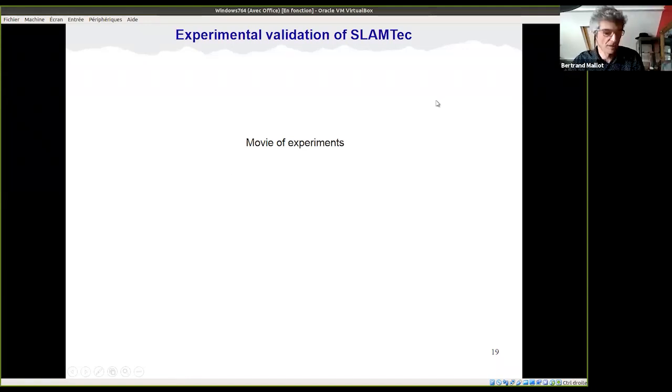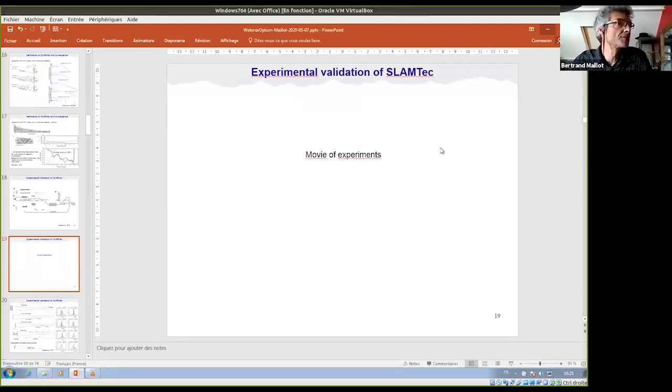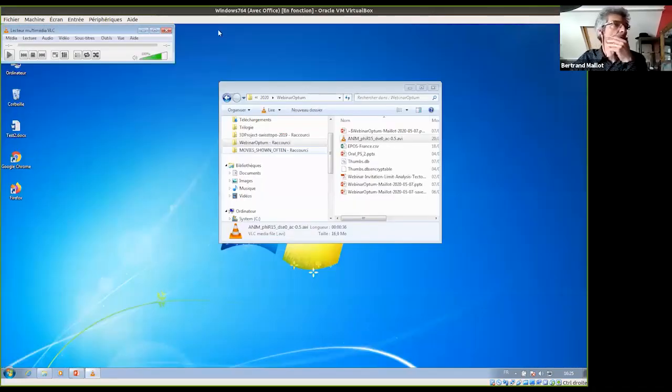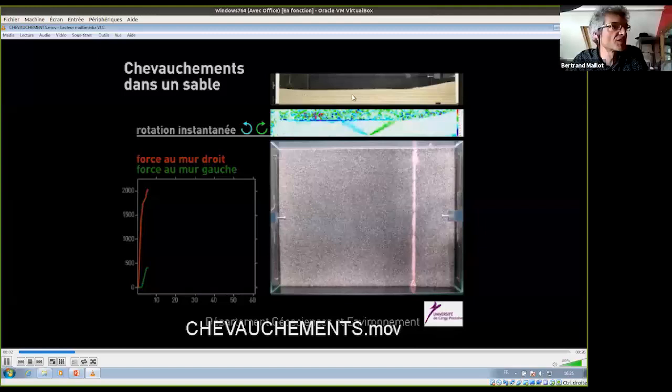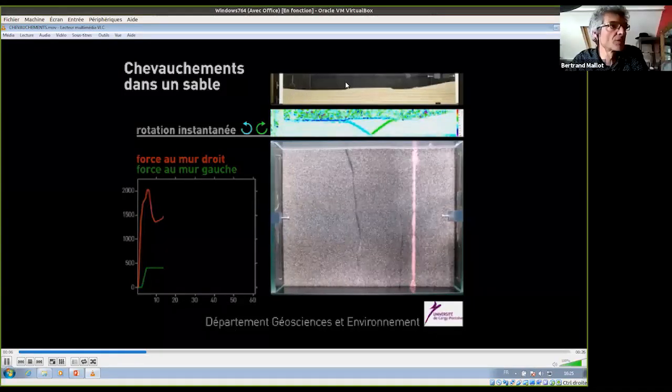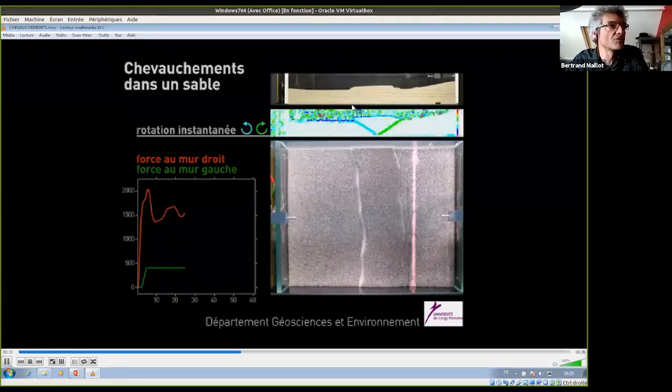Again, this would not go in PowerPoint. So this is a view of this experiment. You see a side view through the glass wall of the box here. You see the left wall moving to the right, but in fact the base also is moving. So just think about it as if the right wall was moving to the left.